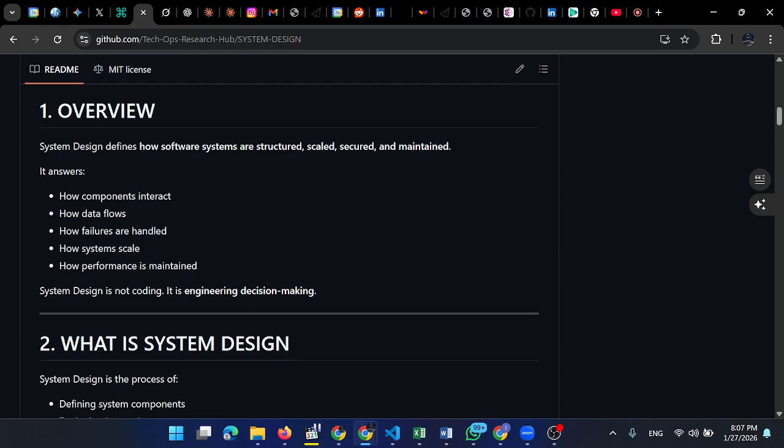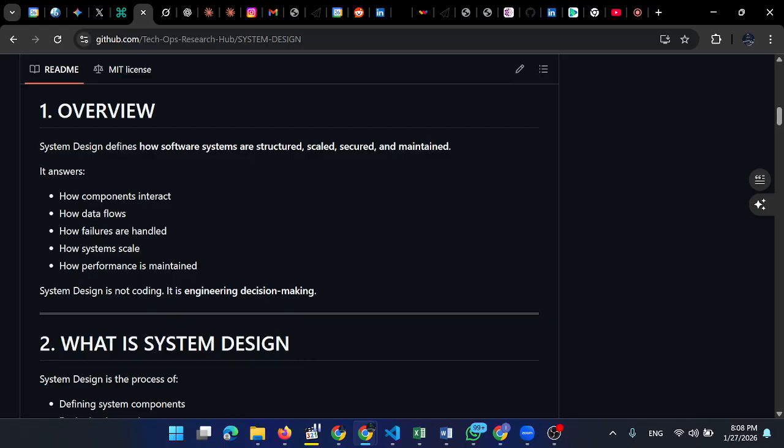How does data flow from the input to the last bit, the output, and then how are failures handled? For example, if there's a downtime, how is it handled? Those kinds of questions are very important. And then how systems scale. For example, if you have an MVP and you've realized that the number of users has increased maybe from 1,000 to 100,000, how do you sustain that system in a way that it's feasible? That is why system scaling is very important. And then how performance is maintained is also very important.